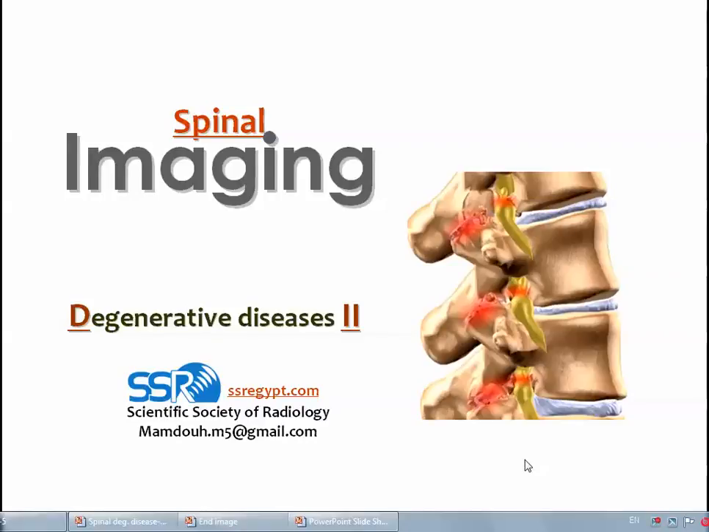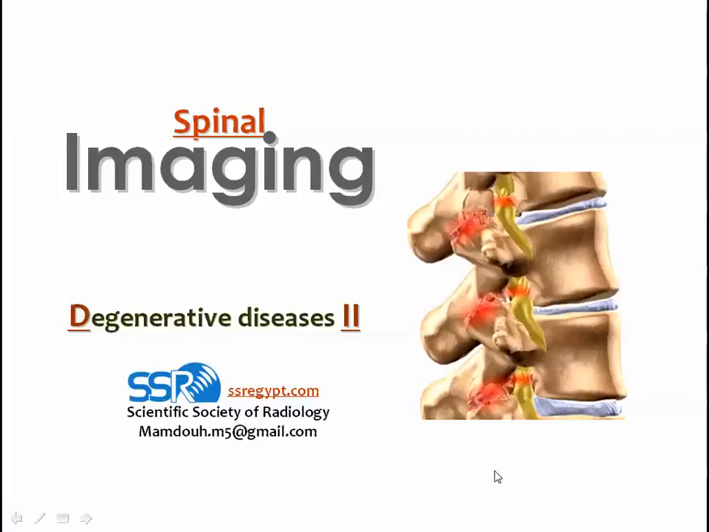Dear colleagues, this is the second part of the talk on the degenerative diseases of the spine. You remember we have discussed 2 items from the 7 items in the degenerative diseases of the spine. We have finished the issue of spinal canal stenosis, and we said that there are 3 types of spinal canal stenosis: the idiopathic type, the developmental type, and the acquired type.